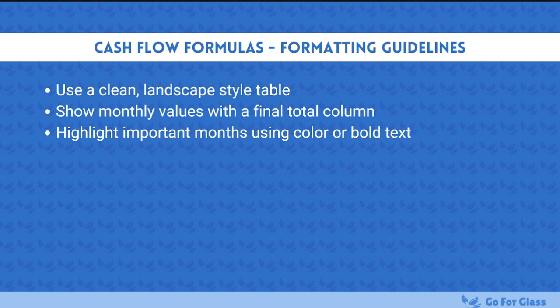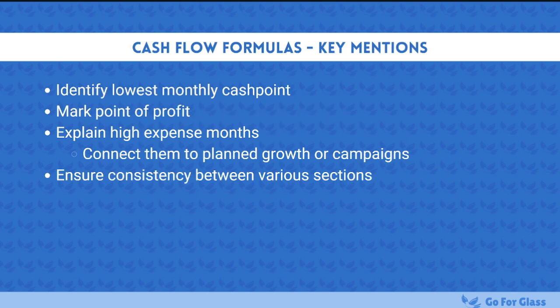Make sure to highlight important months using color or bold text, such as using red for low cash months that are, for example, below $200, and using green for milestones like first positive cash flow. We should always identify the lowest monthly cash point, mark when the business begins operating at a profit, and explain any high expense months and connect them to planned growth or campaigns.